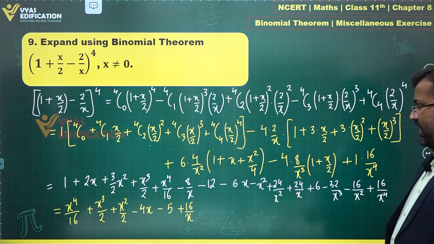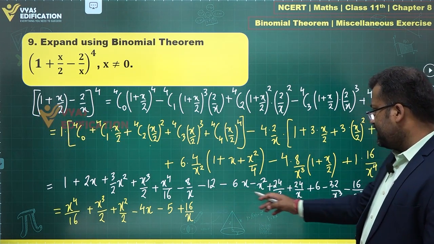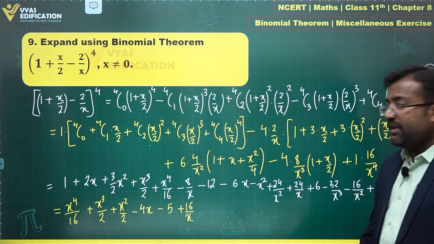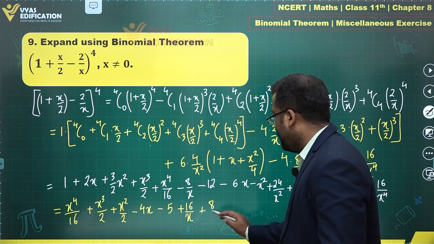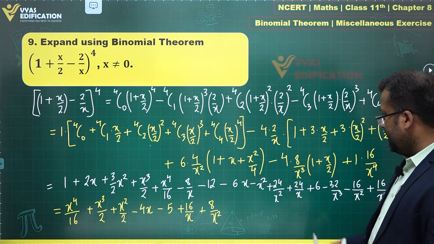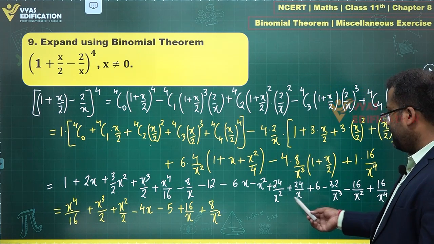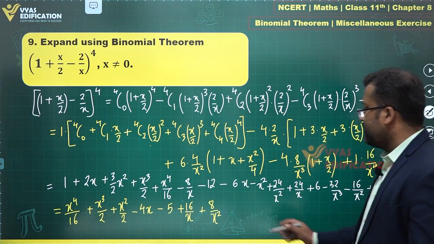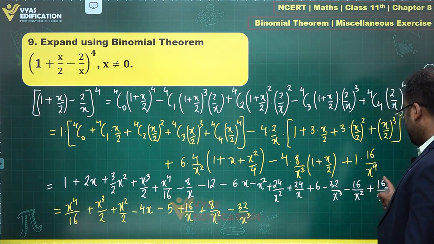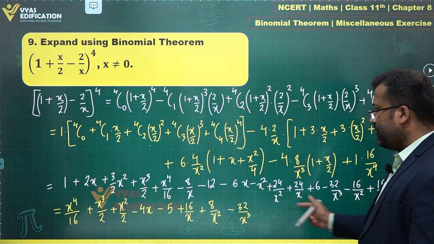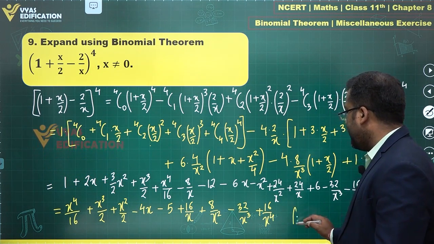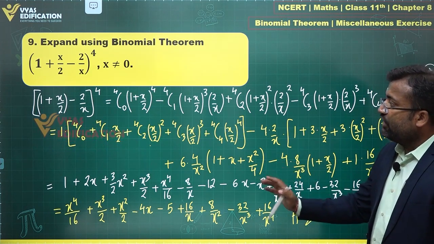Next, 1 upon x square. So, 1 upon x square starts this. This is 24 upon x square and this is minus 16 upon x square. 24 minus 16 is 8 over x square is what I'll get. Then 1 upon x power 3, there's no term over there. Okay, there's no term up till here. This is minus 32 upon x power 3. Then you have x power 4, 16 upon x power 4, there's no other term. This is 16 upon x power 4, and yes, that is my answer for this question over here.